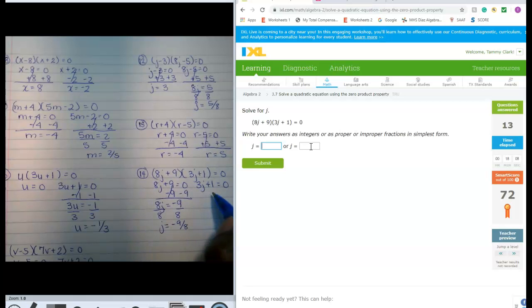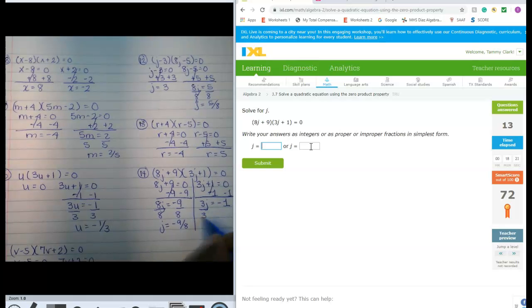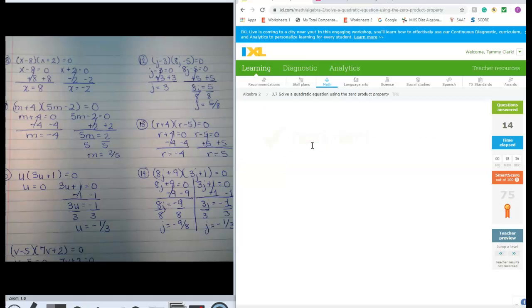Over here we've got 3j plus 1. I'll put a line between them. 3j plus 1 equals 0. Eliminate the positive 1 by subtracting 1 from both sides of the equation. 3j is equal to negative 1. Divide by 3 on both sides of the equation. J is equal to negative 1/3. So we've got negative 9/8 and negative 1/3.